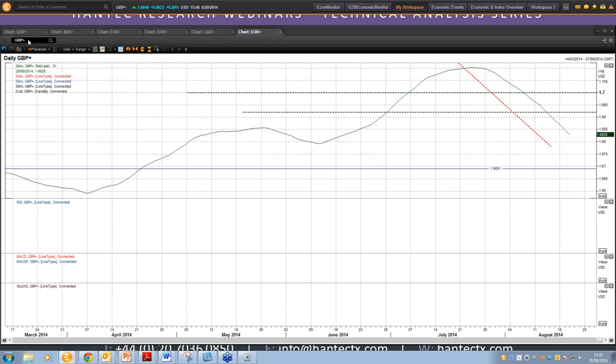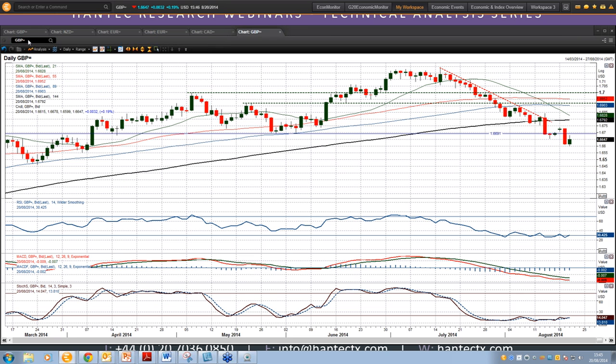Cable. Oh, it's just so painful, cable, isn't it, if you're sterling bull? Okay, I'm going to have to redraw that because I haven't done that there. So it's got all those three peaks making the downtrend. But look at this, every time you get a slight bounce in cable, you get an acceleration lower, a couple of days, an acceleration lower, a couple of days, acceleration lower.